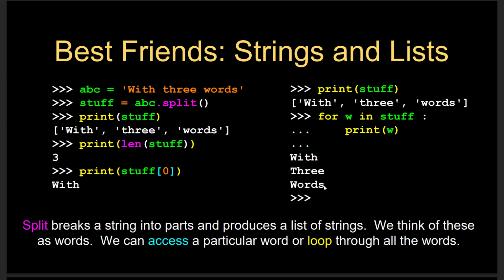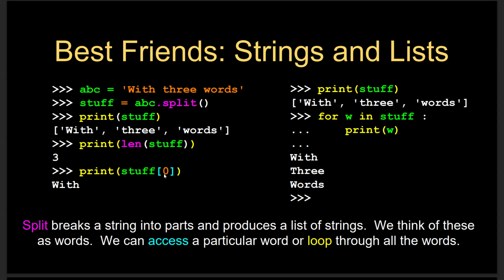If you want to access those produced list of strings, we can use a loop. By using a loop, we can find all these words. So see here, I am splitting ABC with split. After this print stuff, you can see the string with three words is split into different parts like this. If I want to know the length of this list, the length of the list is 3.